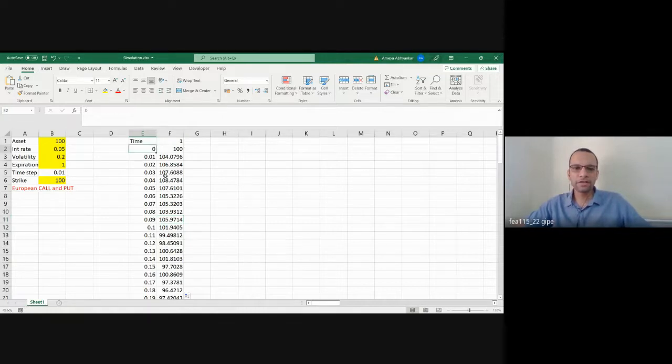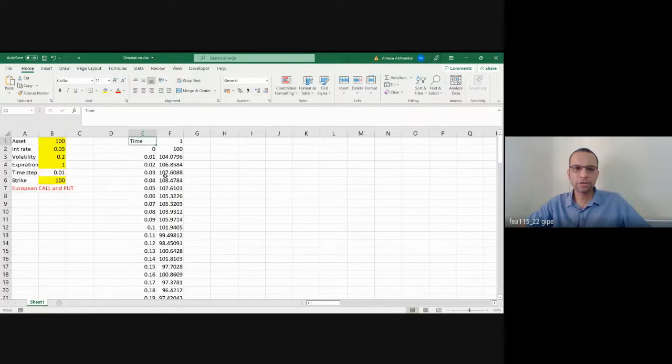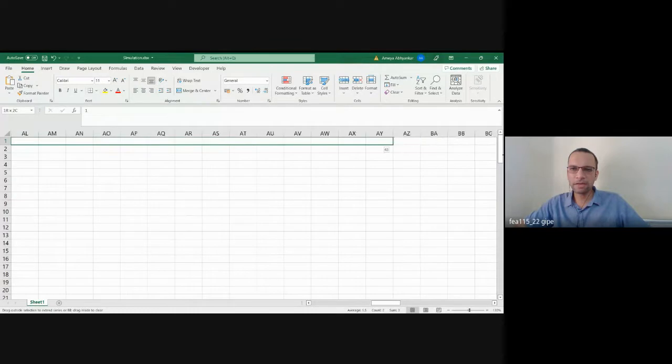And I have 100 steps because I have 0 to 1 year. So this is my entire horizon. I can repeat the same thing for 100 steps. Imagine that I want to have 100 paths. So let's say I'll just increment this to 100. First let me just drag the number of paths and then I'll drag the formula.